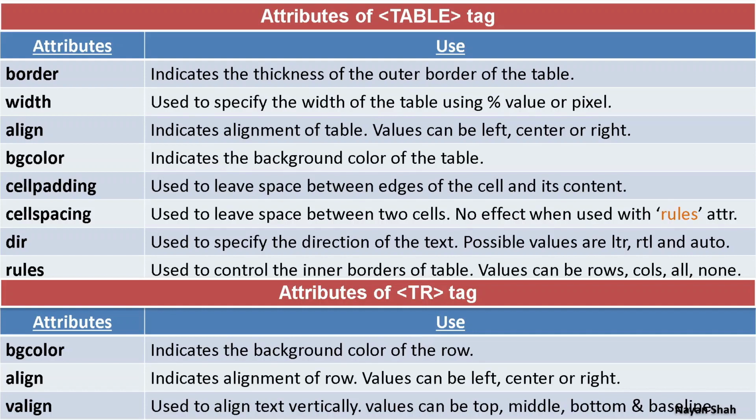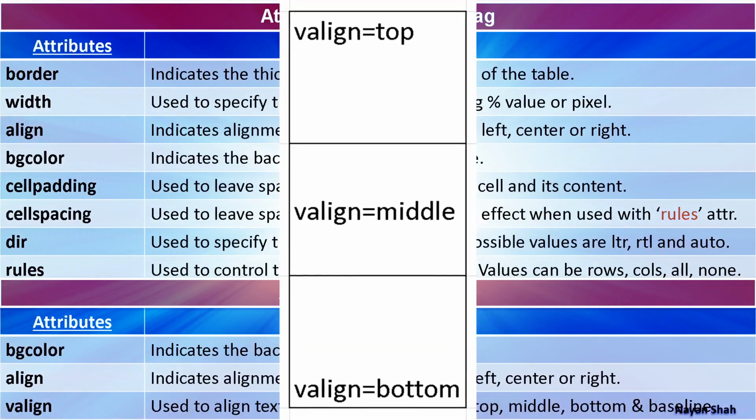Then the attributes of the tr tag. You can see the tr tag also has the same attributes, bgcolor and align, but there is one new attribute, and that is valign, vertical alignment. So if your row is broad enough, and you want to adjust the text in a particular cell horizontally as well as vertically, horizontal alignment can be adjusted using the align attribute, and vertical alignment can be adjusted using the valign attribute.